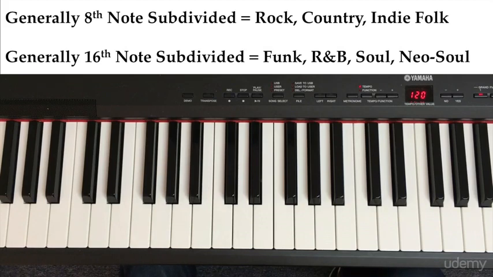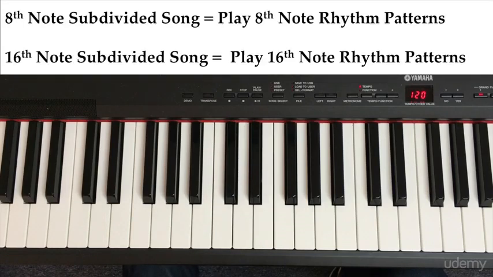And what you can really hear that in is the bass player. If the bass player is playing a lot of 8th notes, then you know the song's going to be rhythmically subdivided in 8th notes. If you hear the bass player playing a lot of 16th notes, then you know the song is 16th note subdivided. And that's important because that dictates what you're going to play on the piano. So if your song is 8th note subdivided, you're going to be playing 8th note rhythms on the piano. If your song is 16th note subdivided, you're going to be playing 16th note rhythms on the piano.